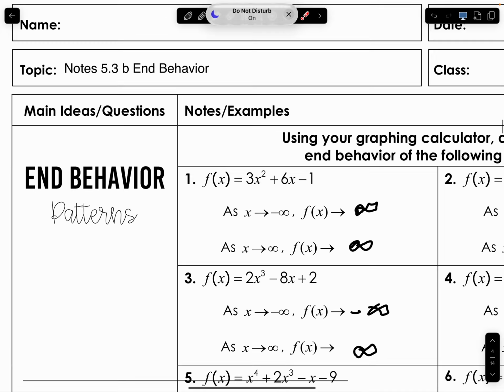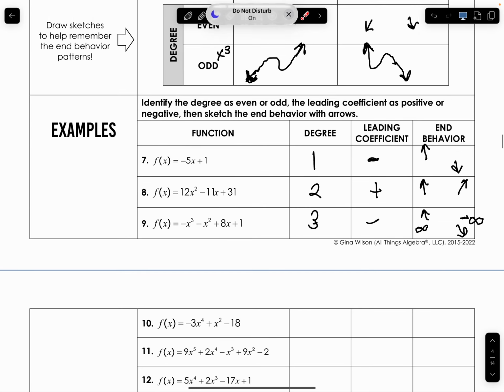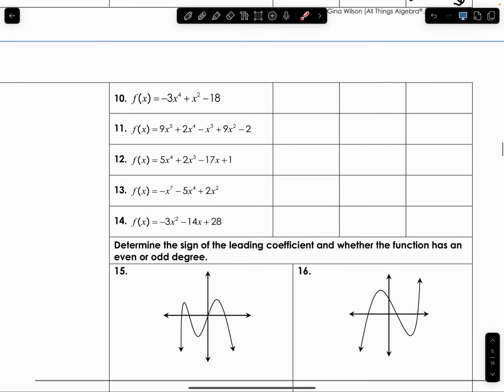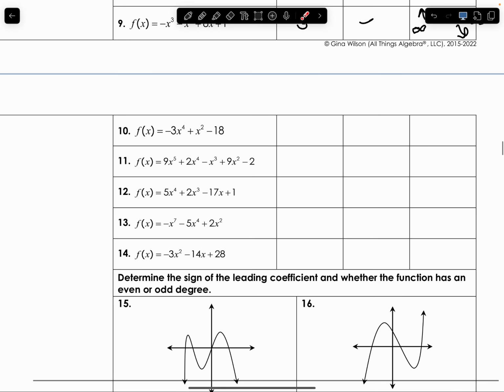5.3, the end behavior and the turning points and degree and all that stuff. All this information about polynomials. So number 10, which we may not have gotten to in the lesson. So it's a fourth degree trinomial. The 1, 2, 3 trinomial. Fourth degree is a negative leading coefficient.